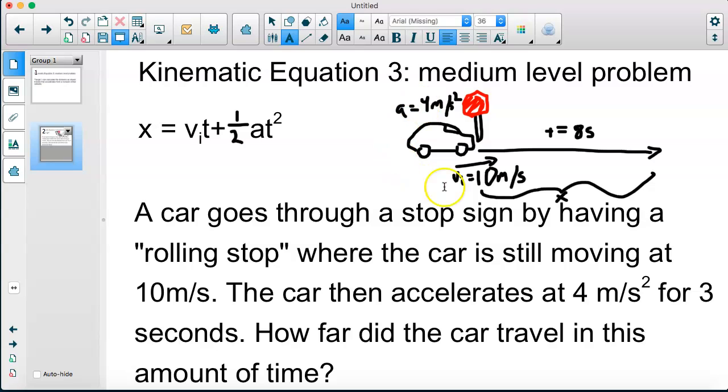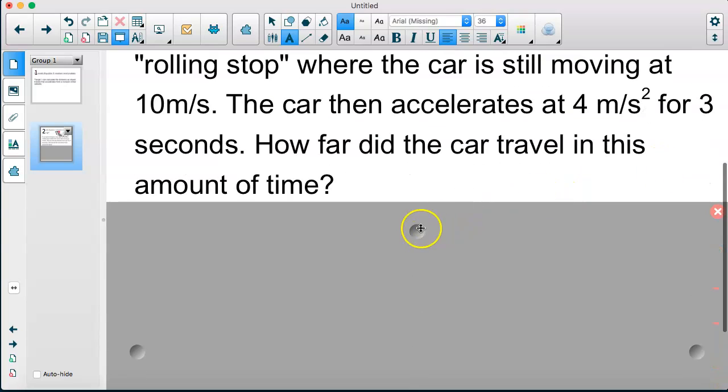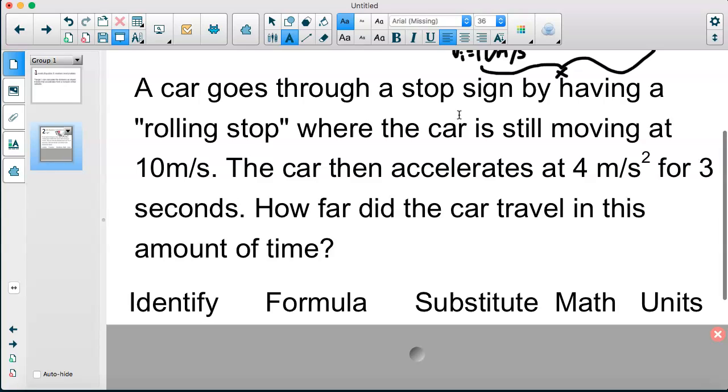So one thing that I encourage you guys to do whenever you're tackling a problem in physics is to draw a picture of that problem, because that can help us understand what our initial variables are and help us understand, okay, what terms do we know? What do we not know? How are we going to use them in the equation? That type of thing. Okay, so let's dive into this particular problem using the IF-SMU method.